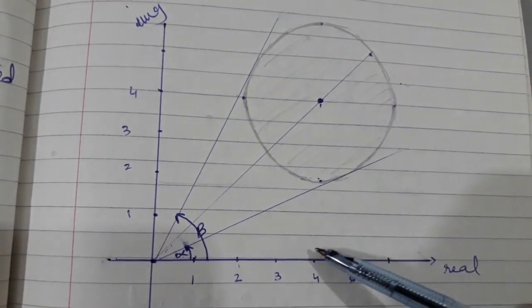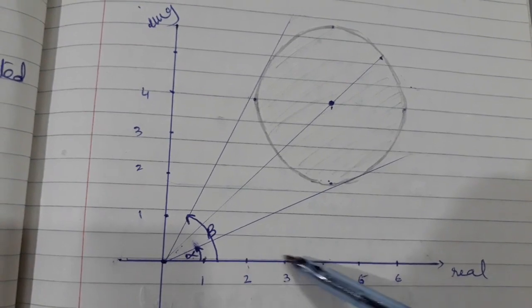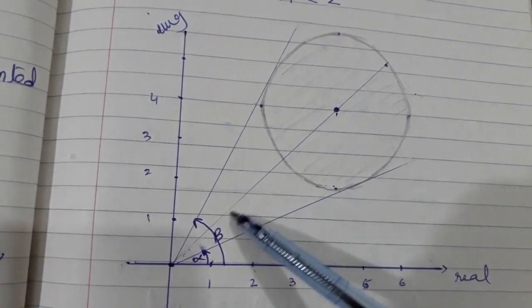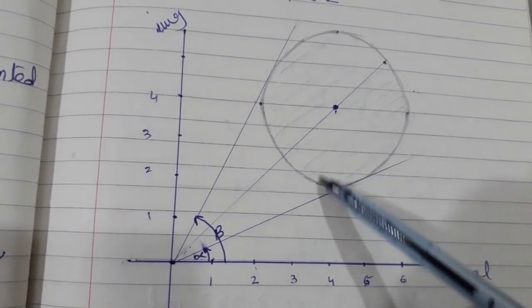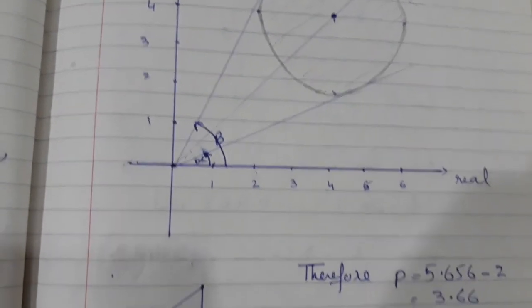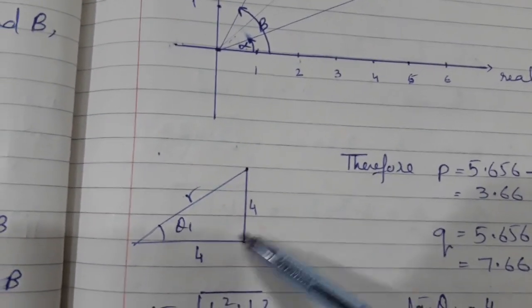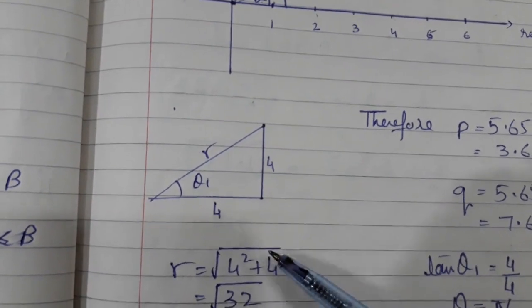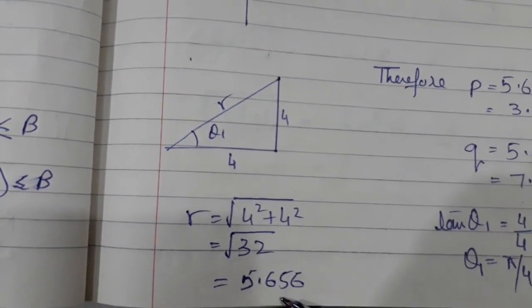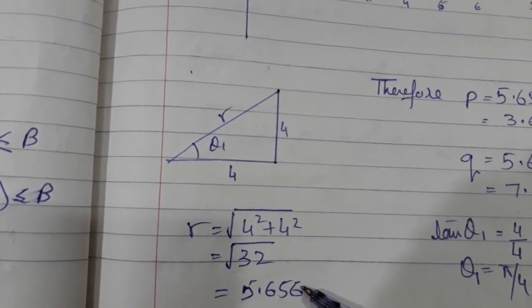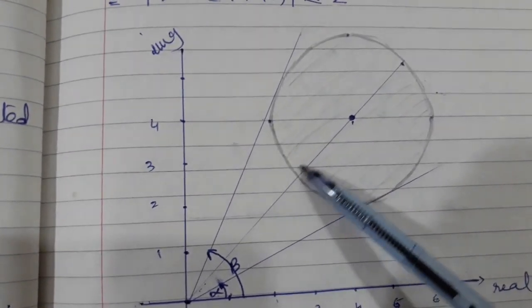It's 4. Do you know this length? 4. So it means you can find out this length easily using the Pythagoras theorem, yes or no? I'm showing it here. So you found out this length. It is 5.656. Agree?